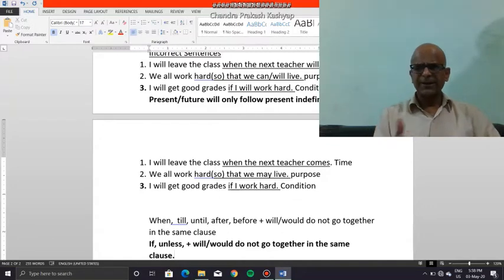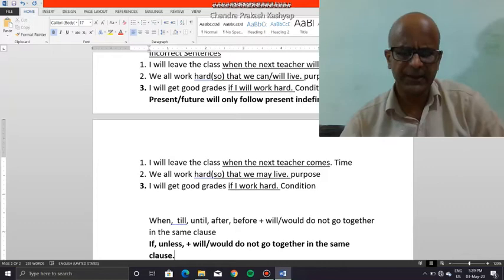So you can remove when in the first sentence right on top of this page and place in its place therein till or until or before or after. You will not use future tense thereafter. Similarly, in the third sentence, you can use unless in place of if, but in that case you will have to rewrite the first clause, the main clause. Still, you will not use will or would.